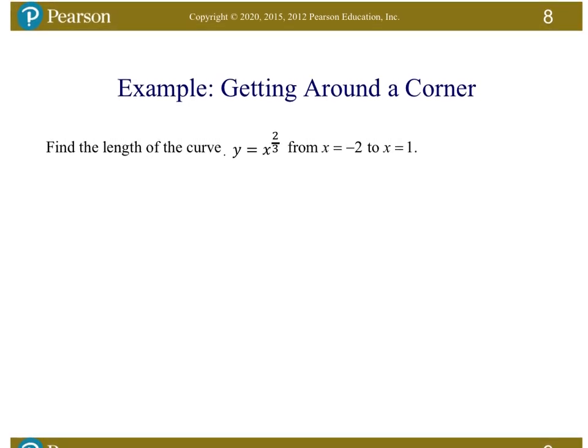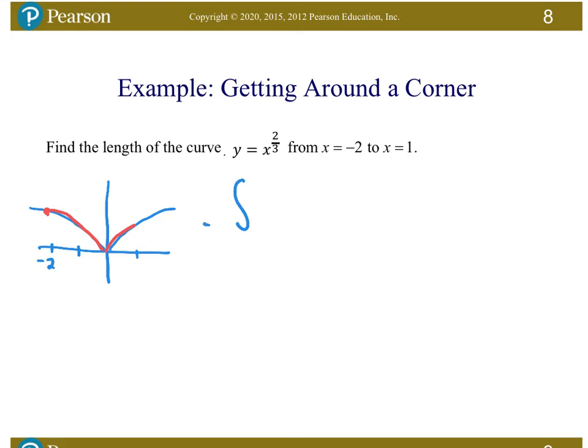And so let's consider the equation x to the 2/3. This graph is not differentiable at 0. And if we want to go from -2 to +1, we want to make sure that we're measuring this part of the curve and that part of the curve. So we want to either use symmetry or break this up into pieces. There's a couple ways that you could do this.